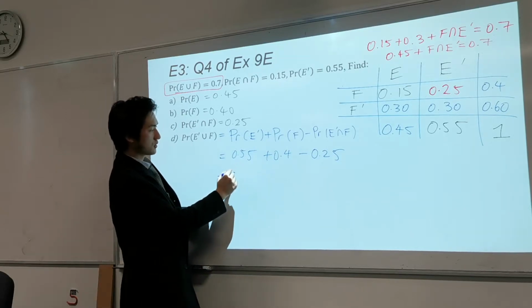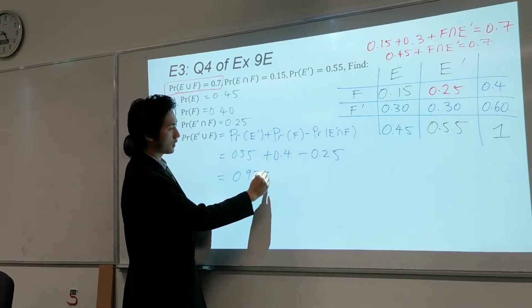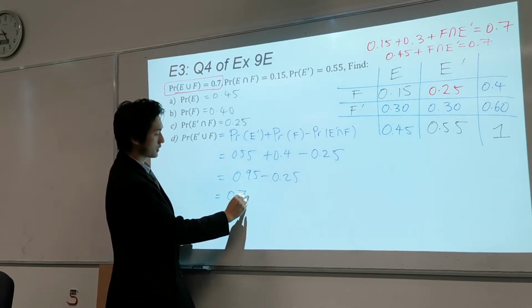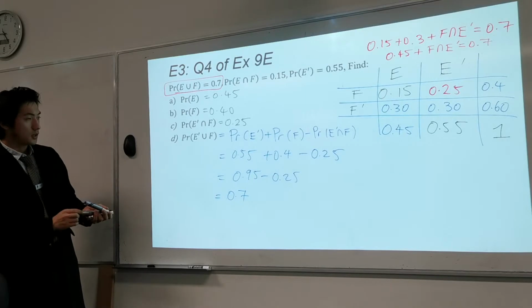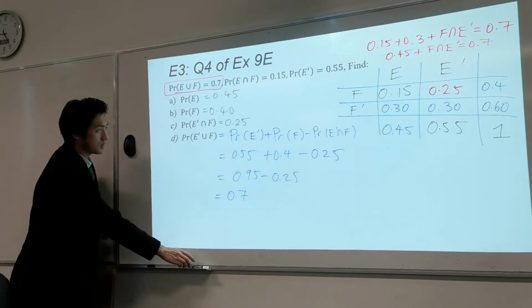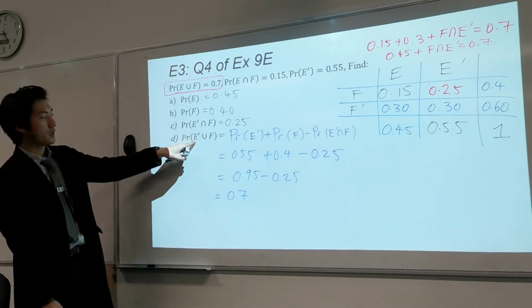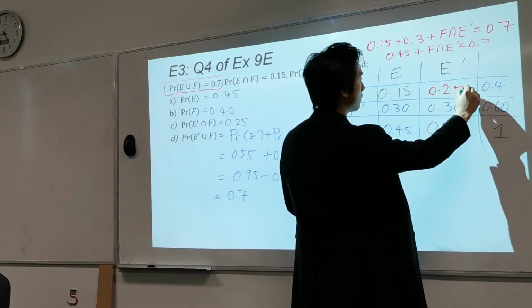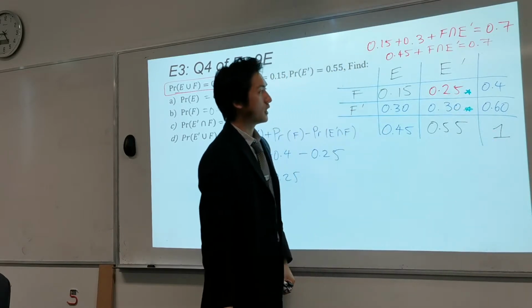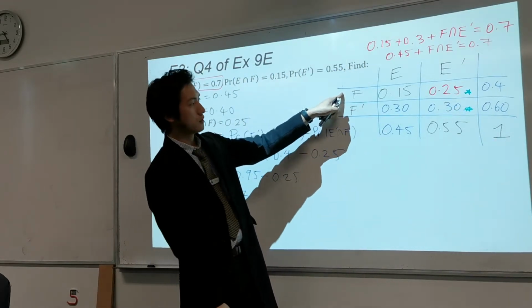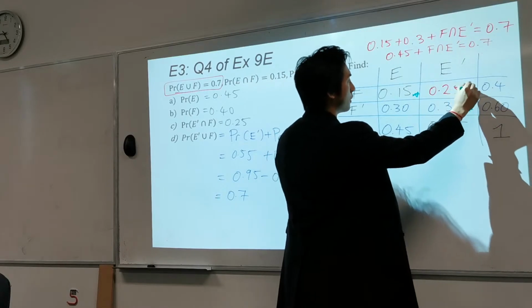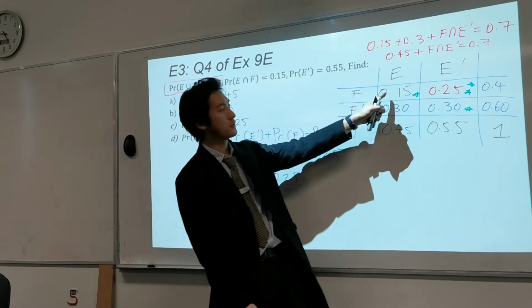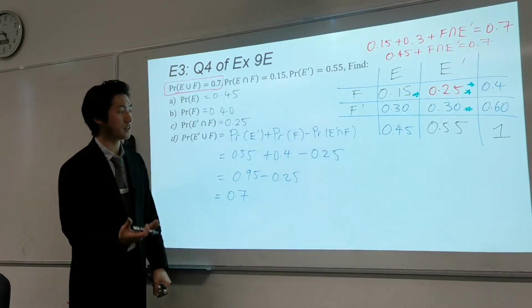Let's evaluate this. We have 0.95, take away 0.25, and the answer is 0.7. The other way to have found this answer, which is the union between not E and F, keep in mind that not E would be these two regions, and F would be these regions. So to find the union from your table, you could have just added these numbers together, and it'll also be 0.7.